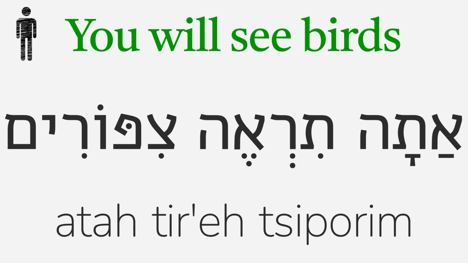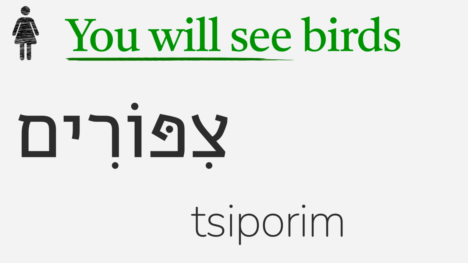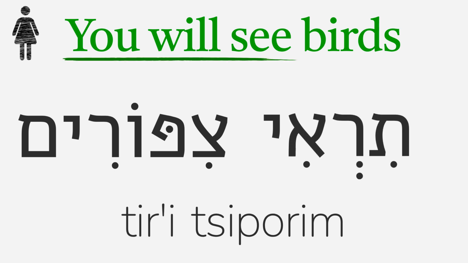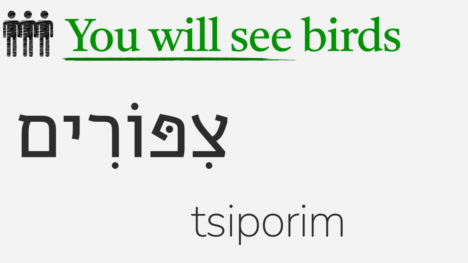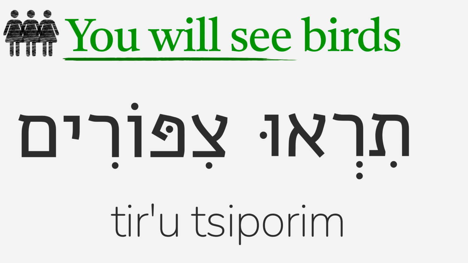If the you was feminine singular, you will see would be tir-i. Tir-i tziporim. You will see birds, feminine singular. And if the you was masculine plural, the verb would be tir-u. Tir-u tziporim. You will see birds. And if the you was feminine plural, we could still say tir-u tziporim with the verb tir-u, which can be used with any plural you, masculine or feminine.